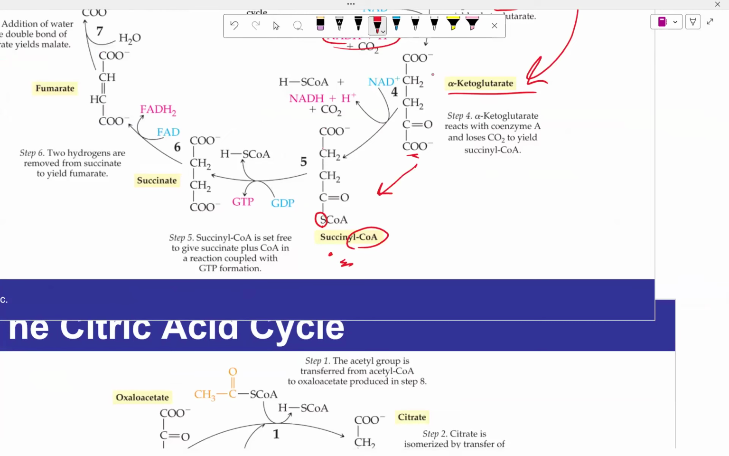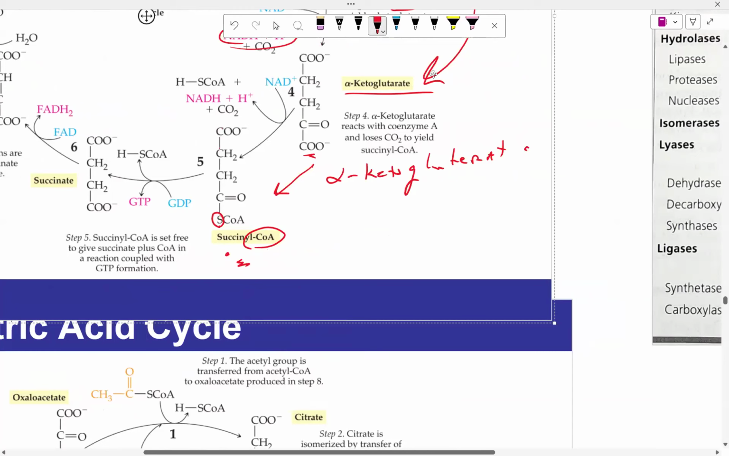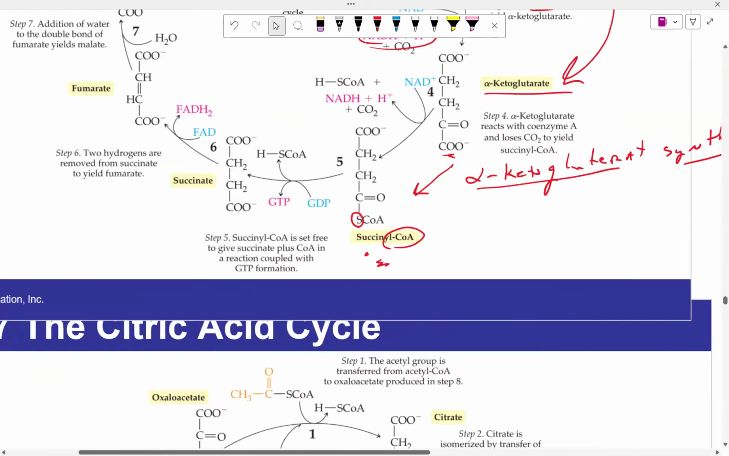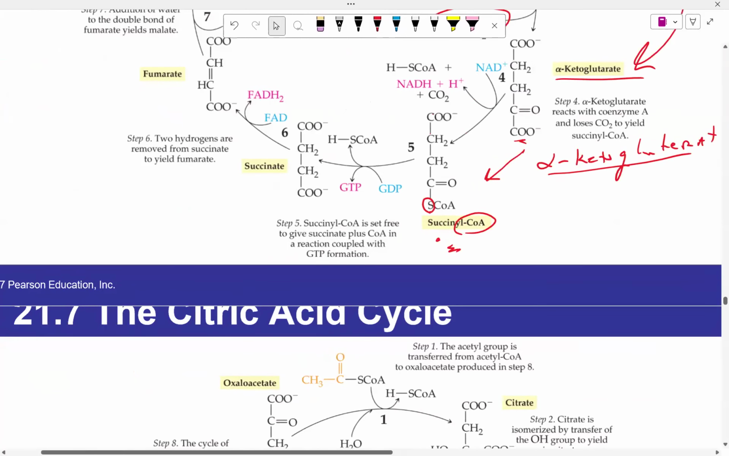Okay, our substrate is alpha ketoglutarate, and the function is synthase. Substrate, enzyme function. Now, I've talked about ATP, adenosine triphosphate. There's also one that's similar to that, guanosine triphosphate. It's very similar to ATP. It's also an energy molecule. So we have two energy molecules, ATP and GTP.